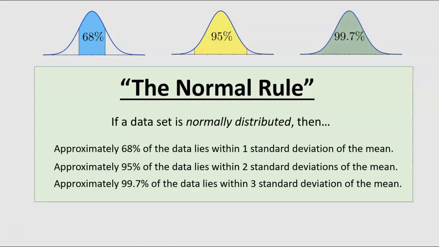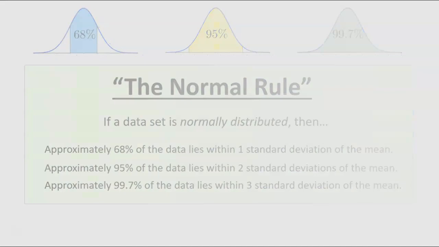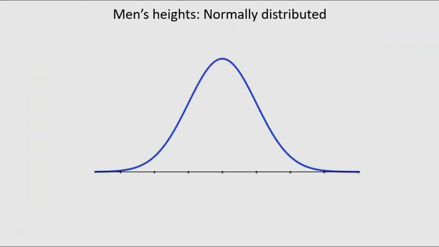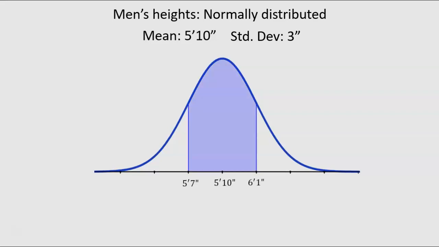Let's apply the normal rule to a particular case. Back to men's heights. These are indeed normally distributed, and as we've seen, the mean is 5'10" and the standard deviation is 3 inches. So let's start by putting the mean on our picture. And now let's go out a standard deviation on each side. That region contains approximately 68% of all men, according to the normal rule. Approximately 68% of all American men are between 5'7" and 6'1".